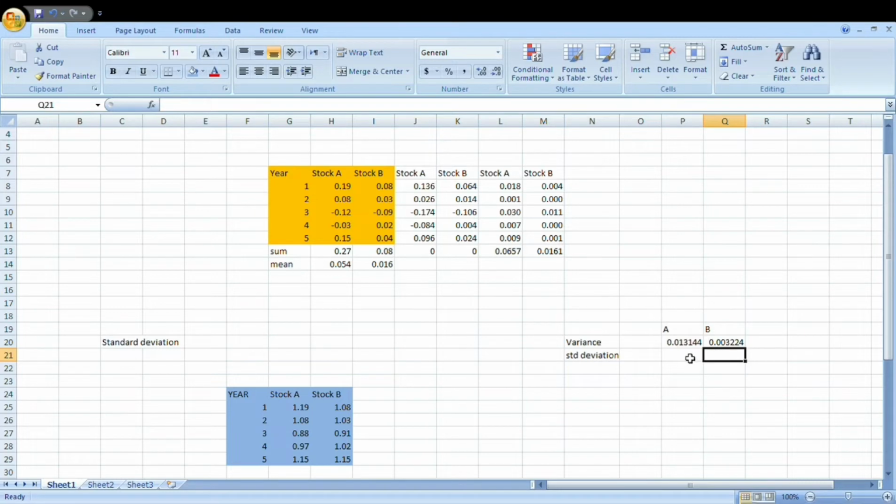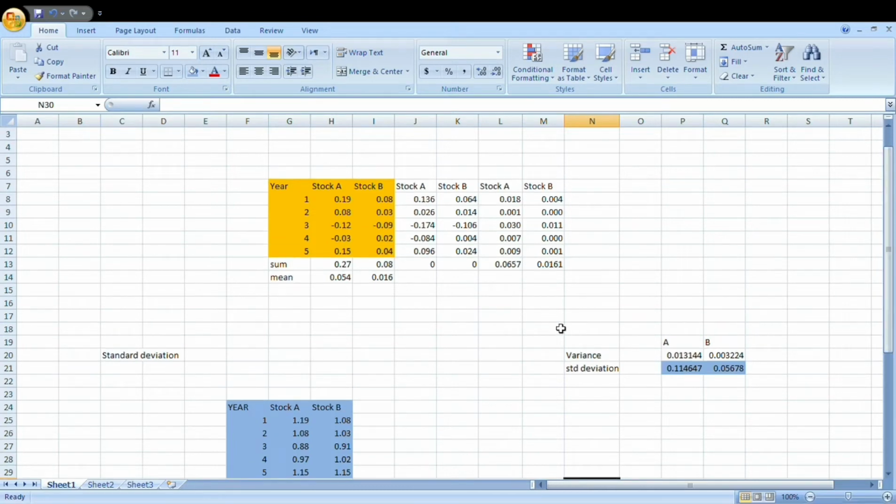Now we find the standard deviation. We simply type the equals sign and square root, and then select the value for the variance of stock A and press enter. For stock B it is the same: press the equals sign, then square root, then the stock B variance value, and press enter. As you've seen, we can get the standard deviation value for stock A and for stock B.